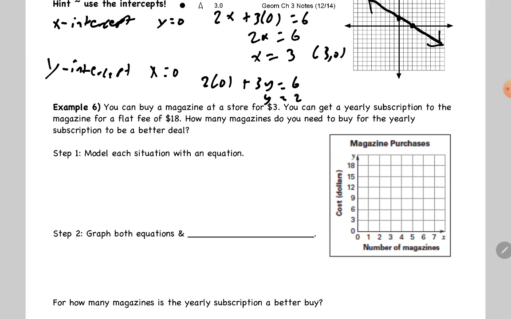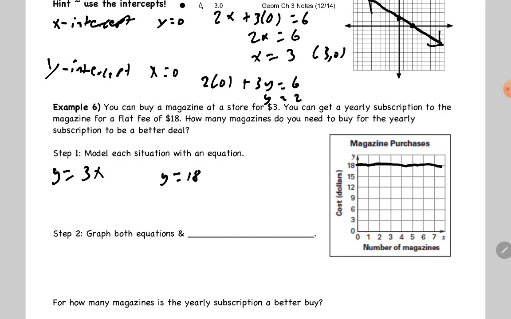So you can buy a magazine at the store for $3, or you can get a yearly subscription for $18. How many magazines do you need to buy for the yearly subscription to be a better deal? So model each situation with an equation. You can either buy as many magazines as you want at $3 a piece, or you can have this yearly subscription of $18. So let's graph both of these.